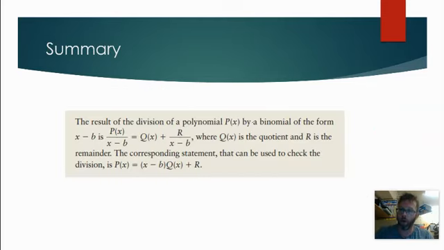When you divide a polynomial, p of x, by a binomial of the form x minus b, you get another function, q of x, and then some remainder. Now, the corresponding statement for me is more useful. When we divide the function p of x by x minus b, we get a function q of x plus some remainder. I personally find that more helpful, but again, both of these statements can be helpful at different times. For our purposes today, I'll be writing a lot of these corresponding statements like we have below. All right, let's continue.